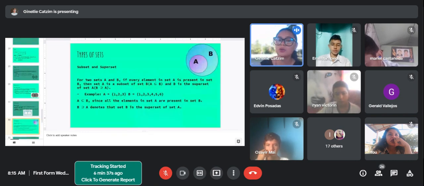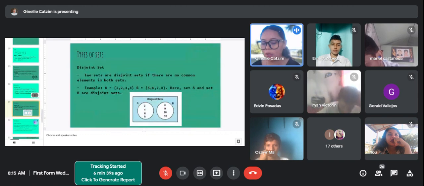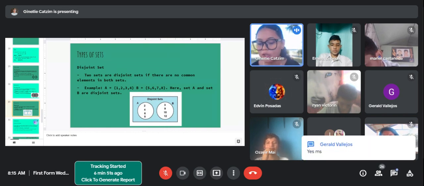Now, before moving on to the next type of sets, do you understand the three types of set that we have covered up to now? Do you have any questions, or do you want another example to better understand?